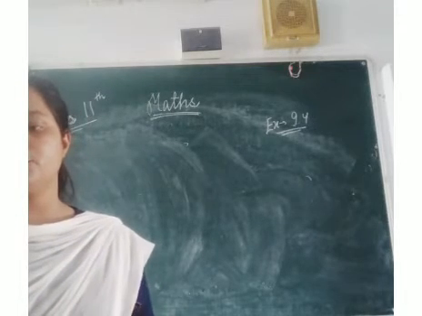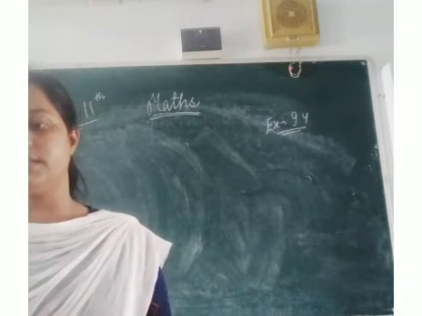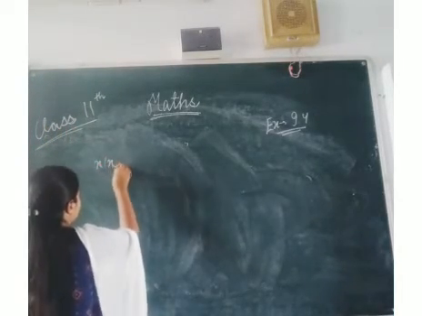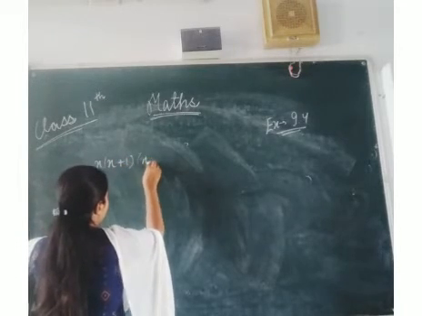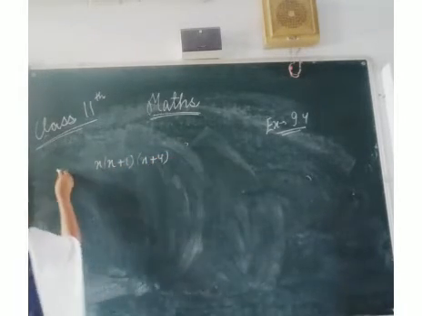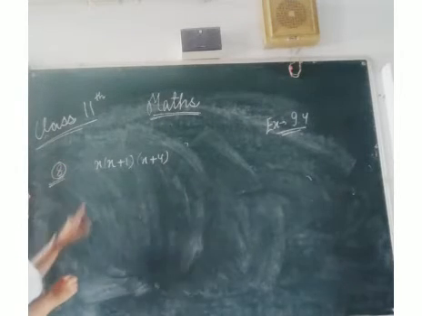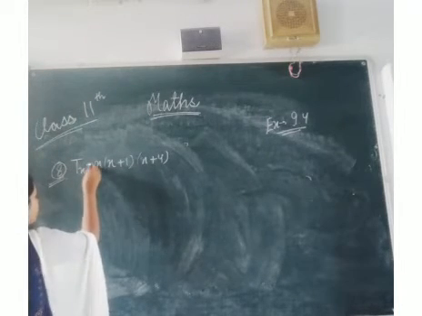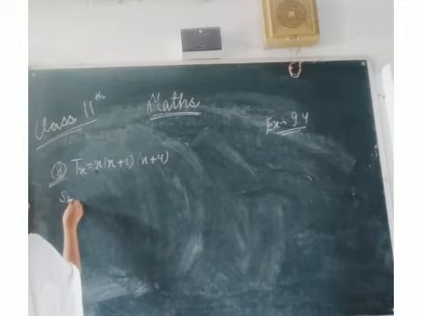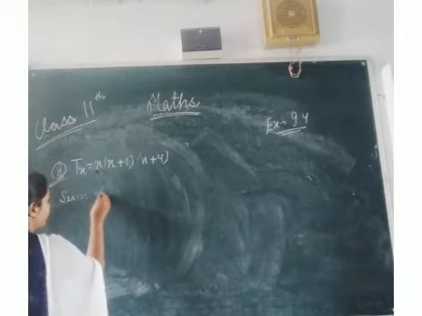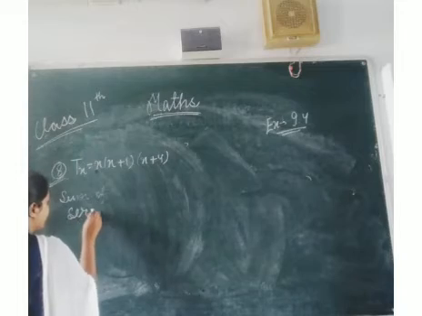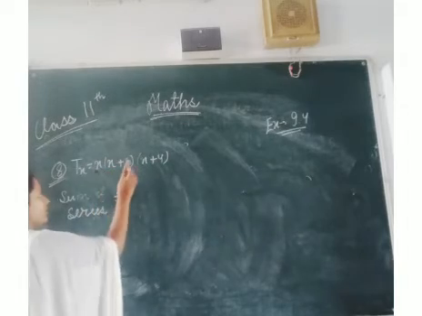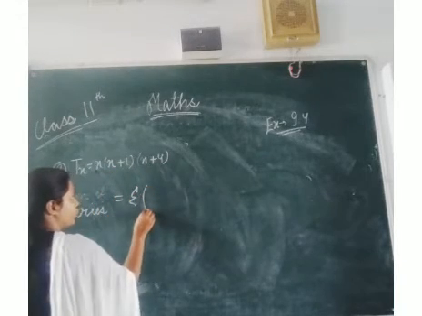Question number 8 is, you have to find the sum of n terms of the series, and the question is n, n plus 1, n plus 4. This is the nth term that we have, and we have to find the series. So sum of series equals, what will be the sum? First you are going to simplify this, and then you are going to apply the summation.